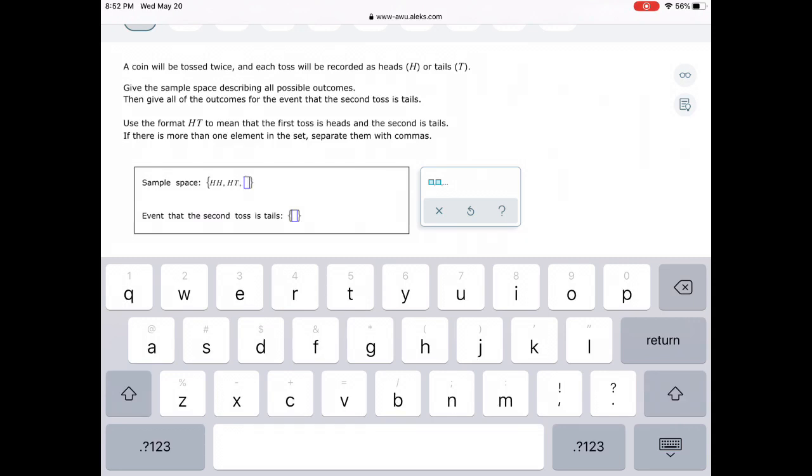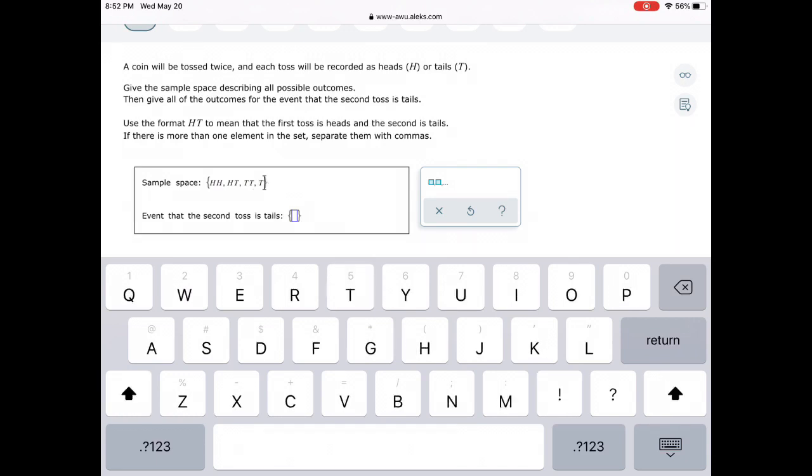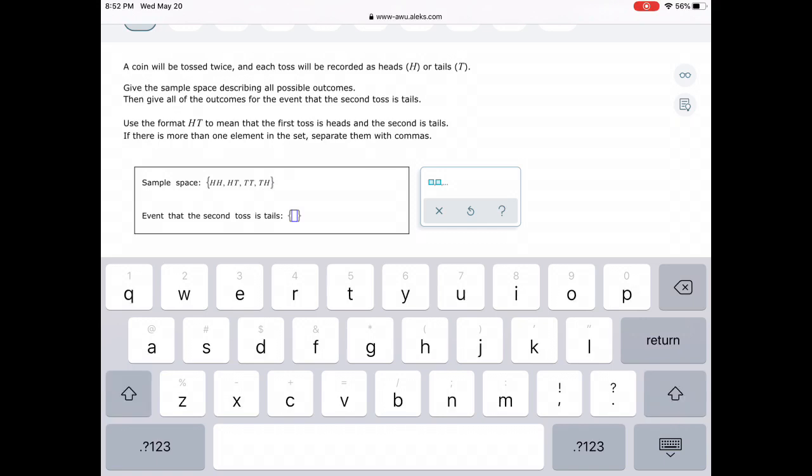So it would be heads, tails. And then we could get tails on the first toss and tails again. Or we could get tails and heads. All right, and those are all of the possible things in the sample space.